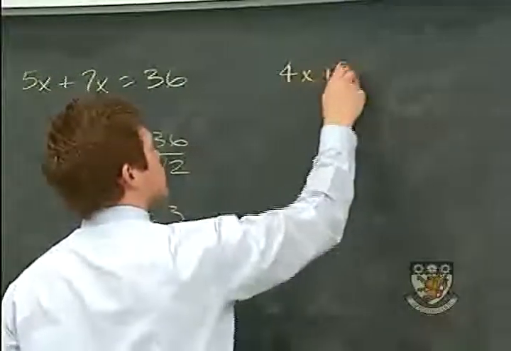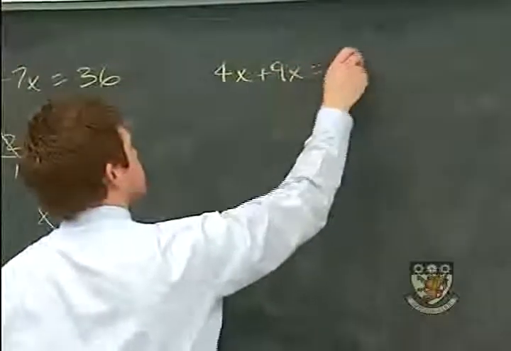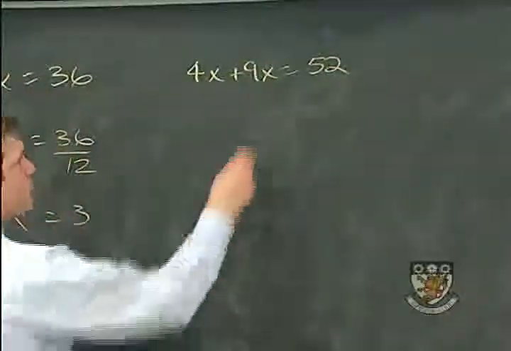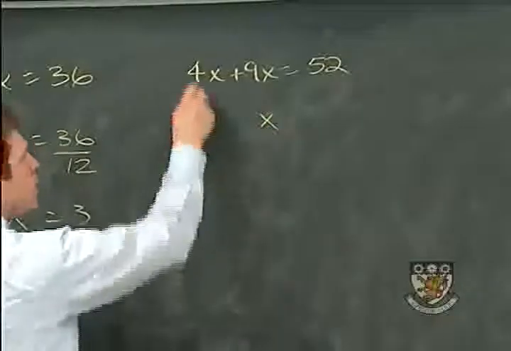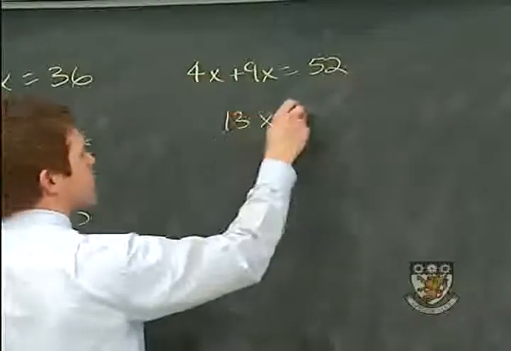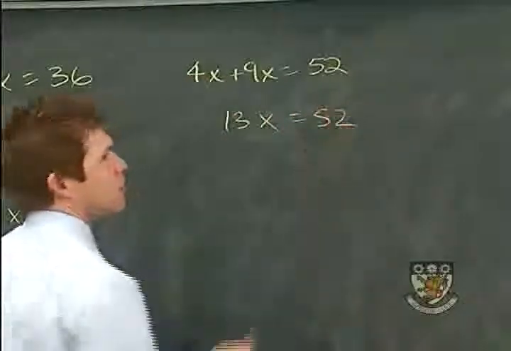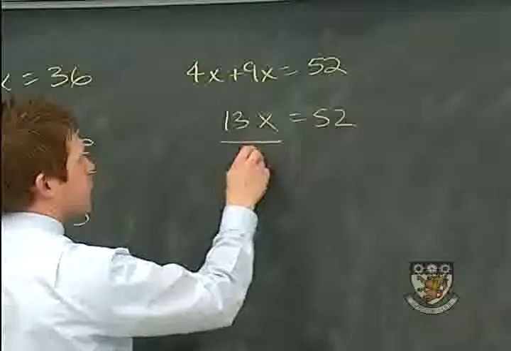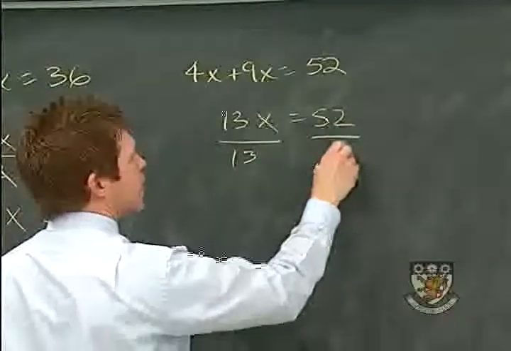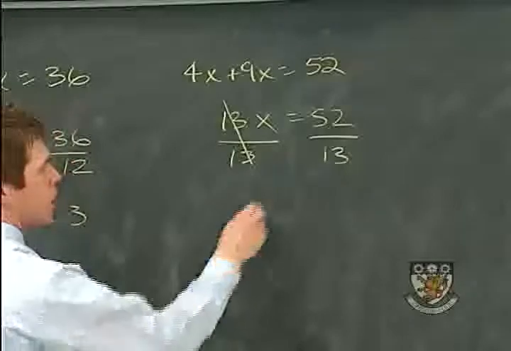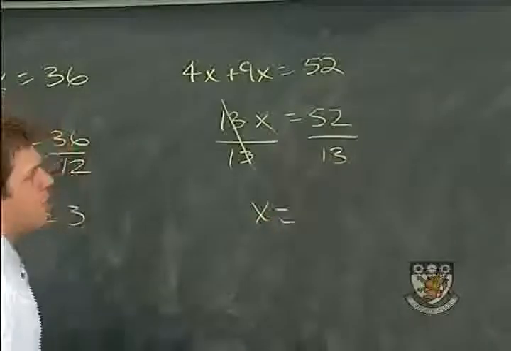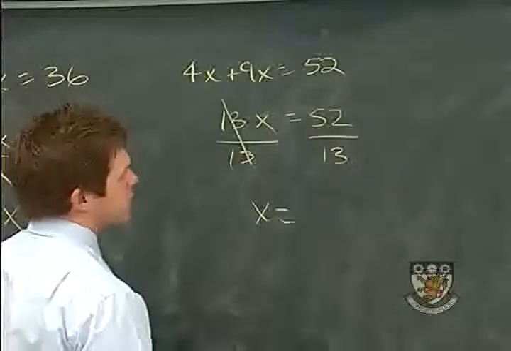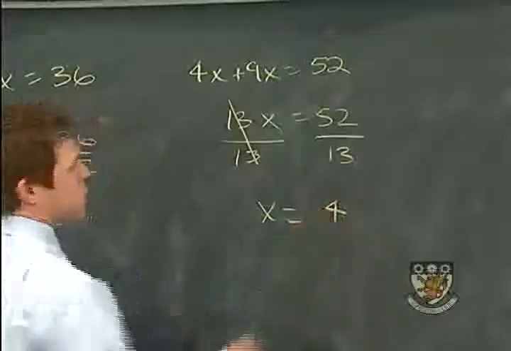4x plus 9x equals 52. Combine like terms, x allows me to add them. 4 plus 9, there are 13 of them, equaling 52. Opposite operations tells me to divide by 13. Those cancel out. And 52 divided by 13 is 4.